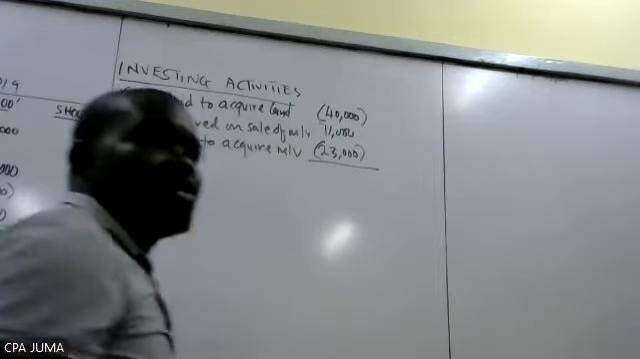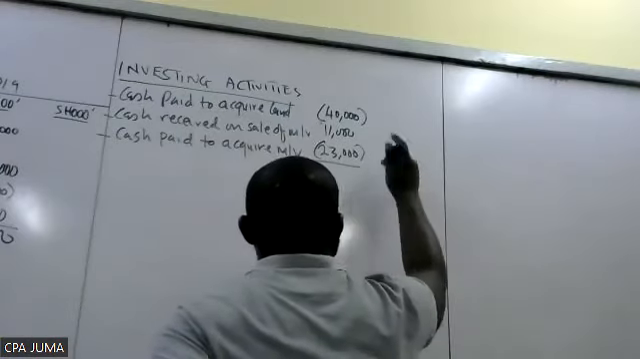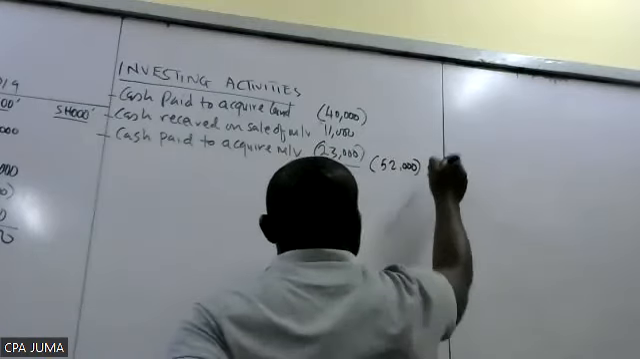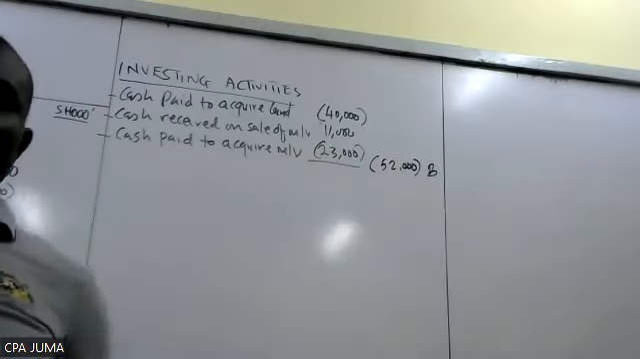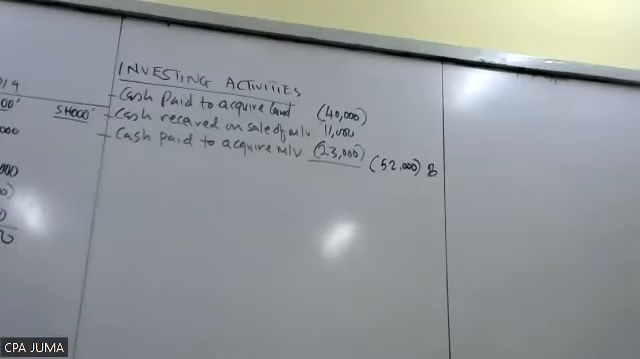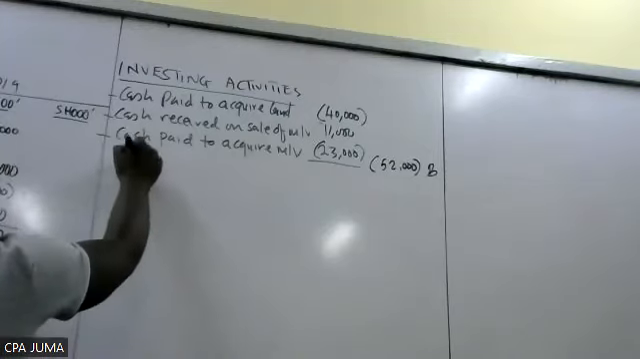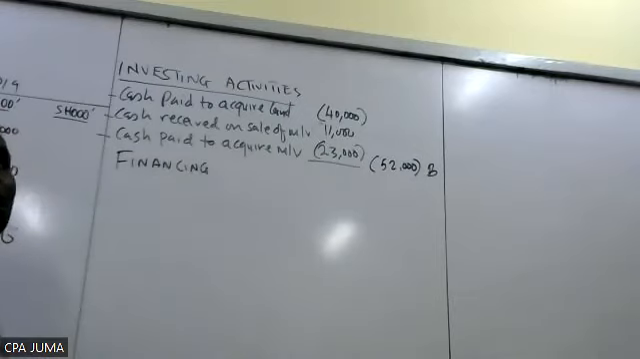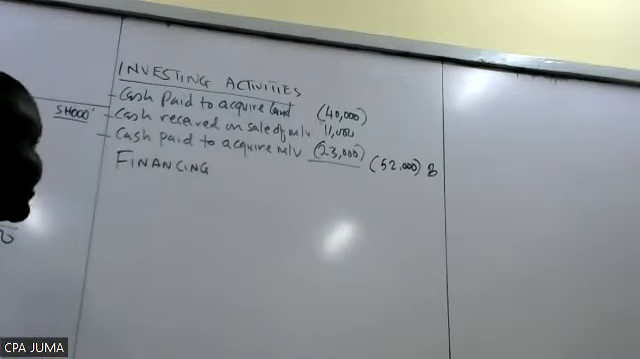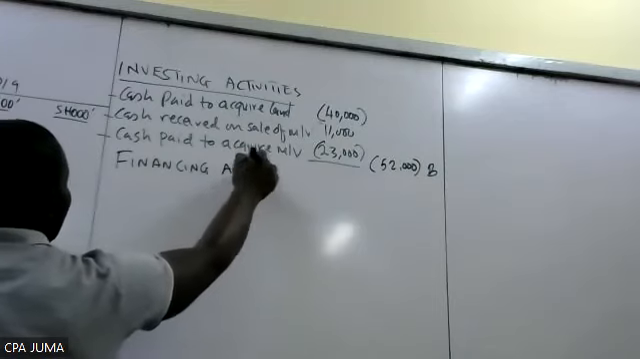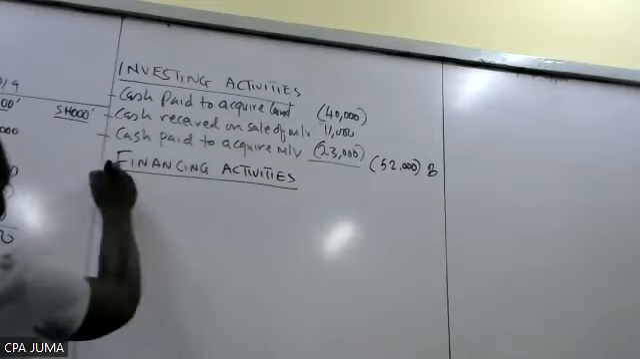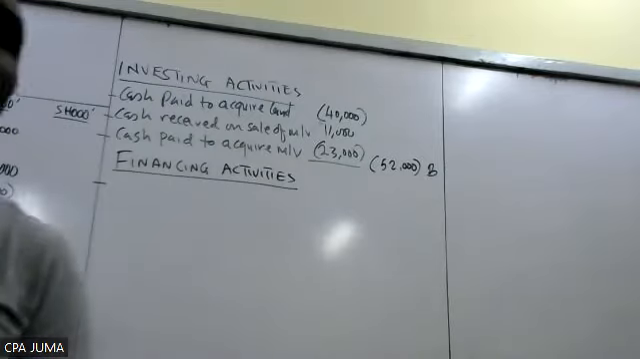How much? Negative, thousands. B. Let's go to financing. You over there. You got it right, yes, the way you feel right. Financing activities. We go to equity.